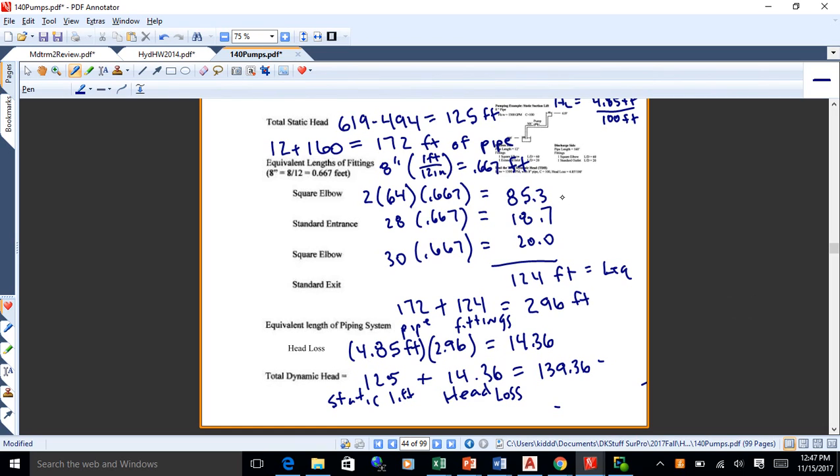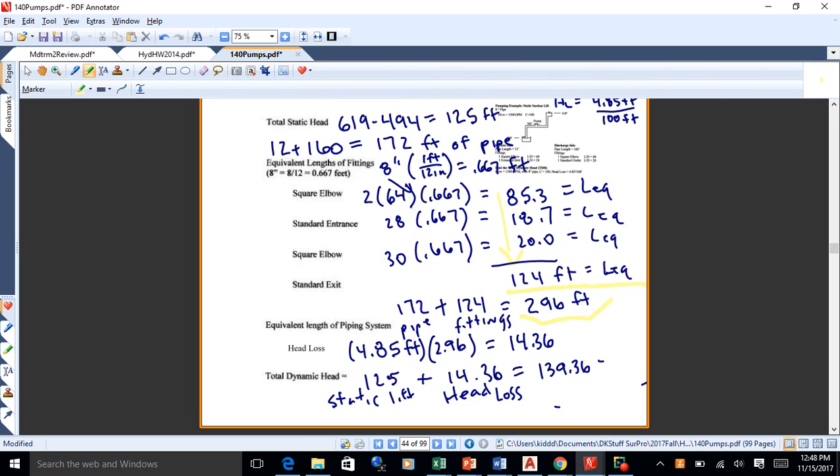What you get when you multiply this out are the equivalent lengths for each of those fittings. This is telling you how much pipe would cause the same head loss as those fittings do. Then you add those up and get the total, the L equivalent of all those fittings together. So you've got 124 feet of L equivalent, plus 172 feet of actual pipe. Add them together and you get 296 feet.